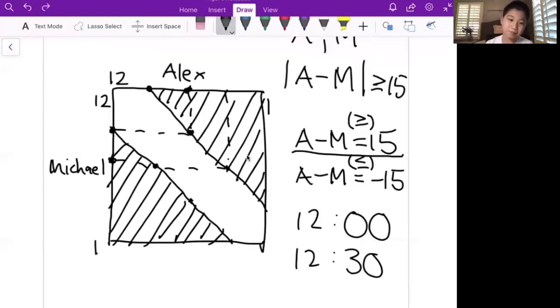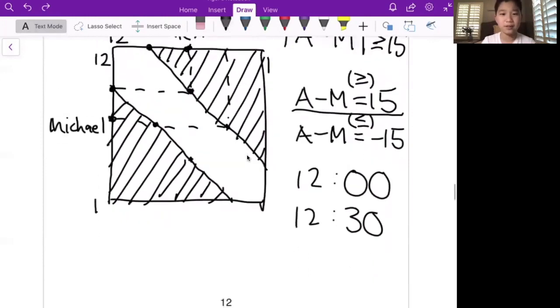How do we find them? Well, we just look at the area of these. We can think of this whole square as the whole probability set. So Alex has to arrive between 12 and 1, and same with Michael. So the probability that a point is in this square is 1, because they have to arrive at some time between 12 and 1. And then let's find the probabilities of the shaded regions.